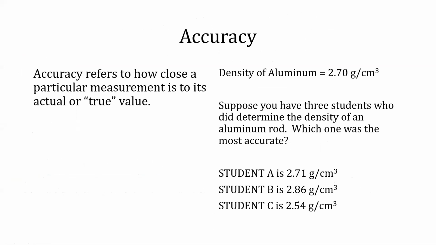Student A is 2.71 g per cubic cm. Student B is 2.86 g per cubic cm. Student C is 2.54 g per cubic cm. The answer is student A, because the difference between the experimental and actual value is smallest and closest to zero.